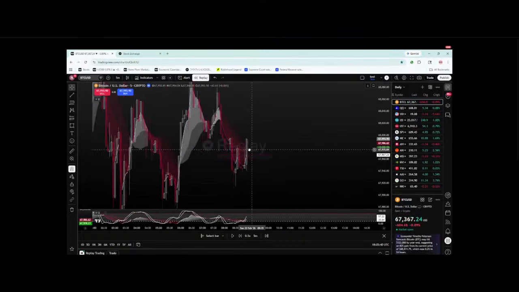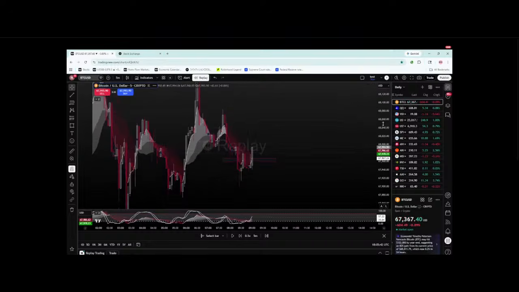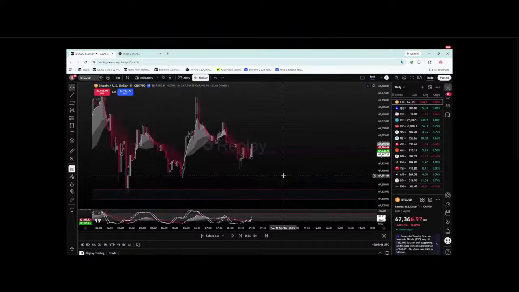Now, where would I take profit? I'll let you guys think about that for a little bit. Give you guys like 30 seconds. Think where would my first trimming level be? And let's see if you got it right. All right, my first trimming level.